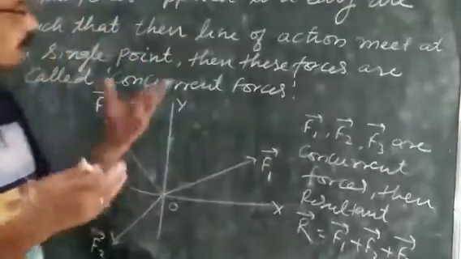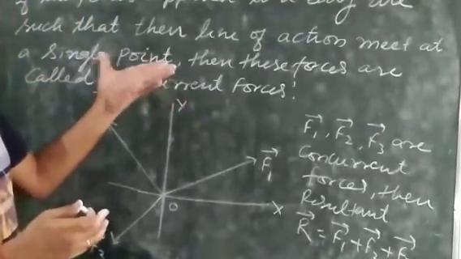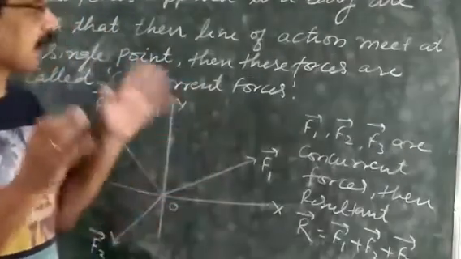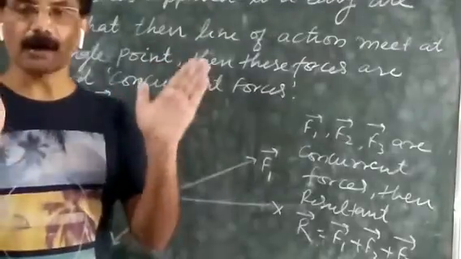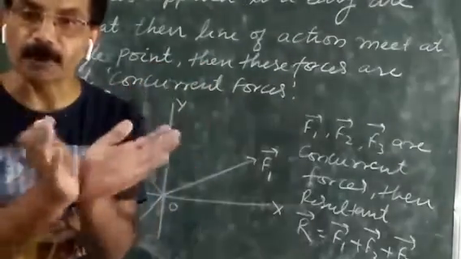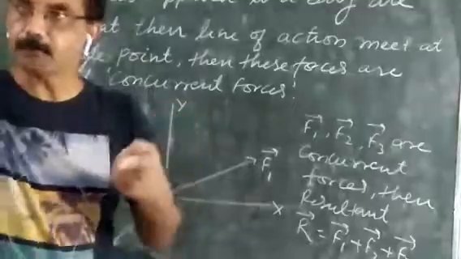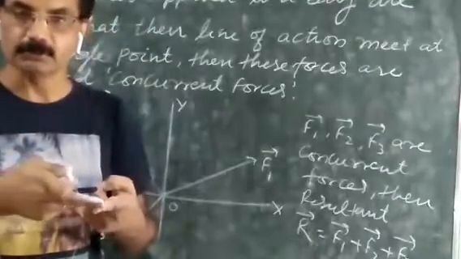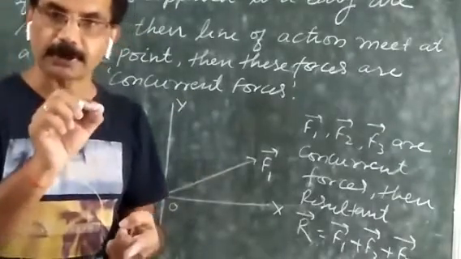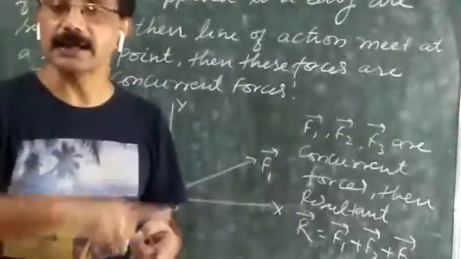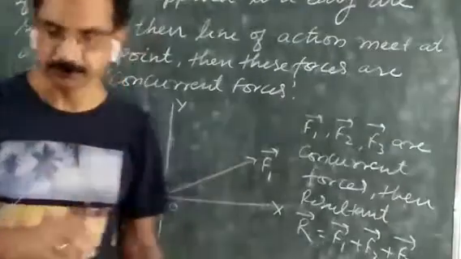So how can we define the concurrent forces? If the forces applied to a body are such that their line of action meet at a single point, सभी फोर्स एक ही पॉइंट पे अगर काम करते रहें, तो उनका लाइन ऑफ एक्शन अगर एक ही पॉइंट पर है, तो ये सभी फोर्स क्या कहलाते हैं? कॉन्करेंट फोर्सेस.